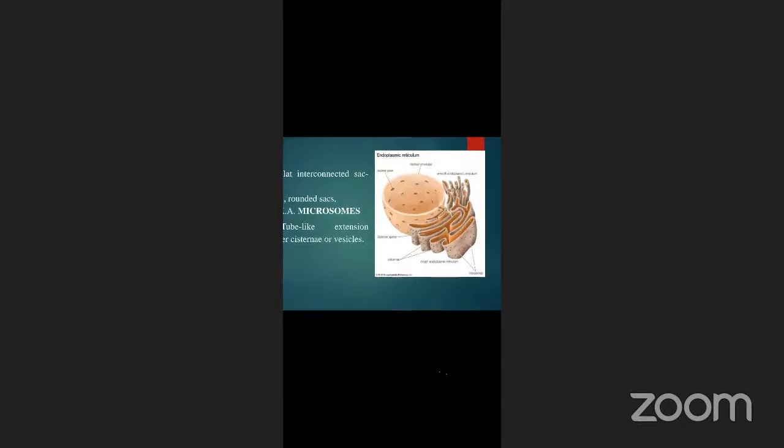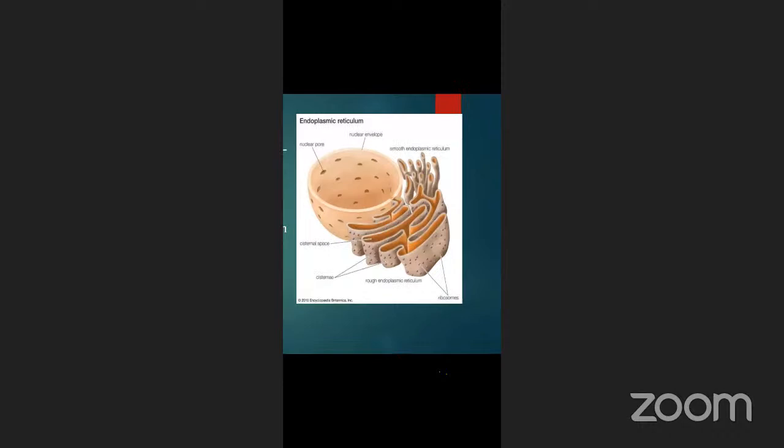It consists of cisternae, which are flat interconnected sac-like structures, then vesicles, which are oval and rounded sacs, also called microsomes, and tubules. Tubules are nothing but tube-like extensions connected to the cisternae or vesicles. So here is the figure. You can see the cisternal space. These foldings are called cisternae. Wherever ribosomes are present, it is called rough endoplasmic reticulum, and where these ribosomes are absent, it is called smooth endoplasmic reticulum.